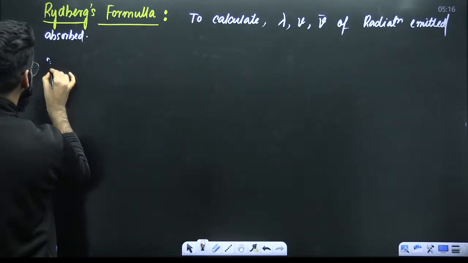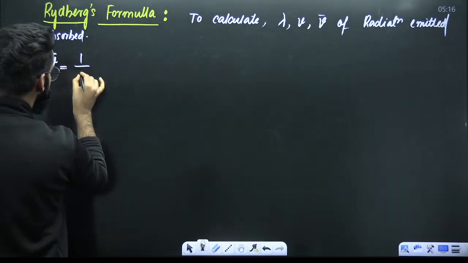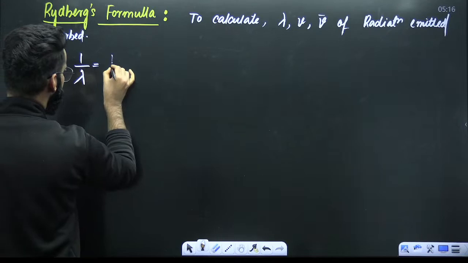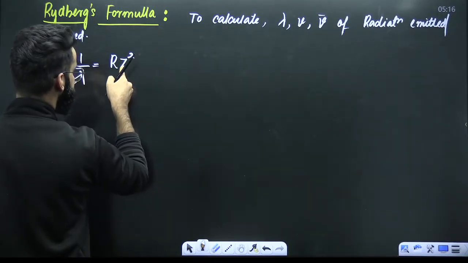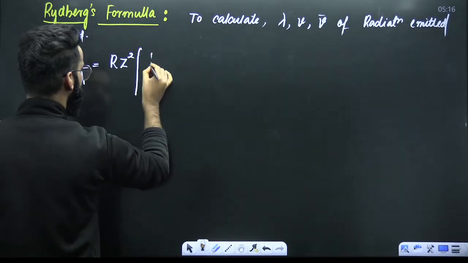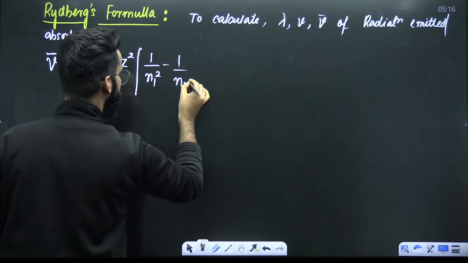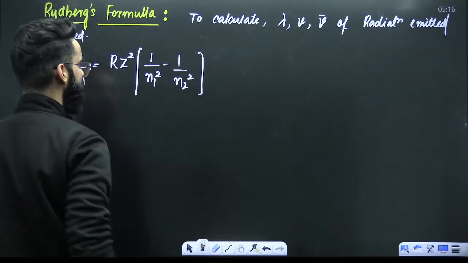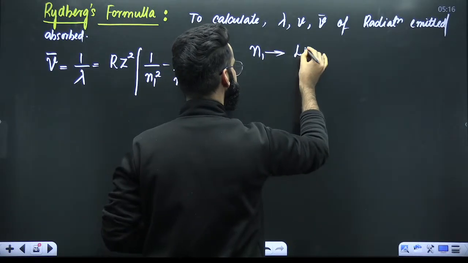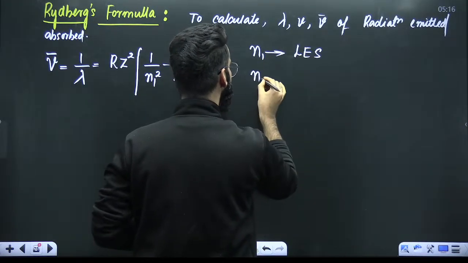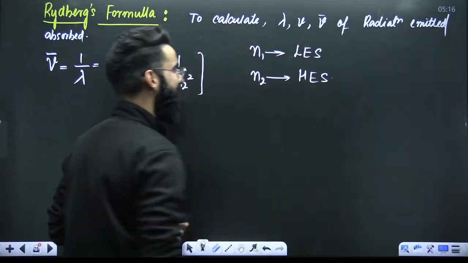And Rydberg's formula says that your wave number, what is wave number? That is inverse of your wavelength, is equal to R, Rydberg's constant, Z square. Z represents your atomic number of the atom, right? Into 1 upon N1 square minus 1 upon N2 square. Now you must be thinking what this N1 and N2 is all about. Let me tell you, N1, be careful with this. N1 always represents your lower energy state, and N2 always represents your higher energy state.